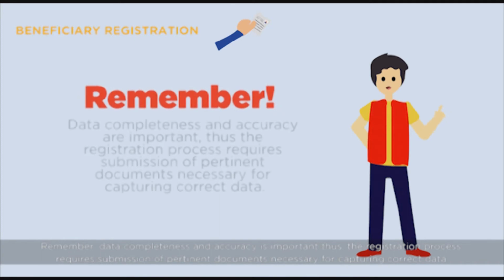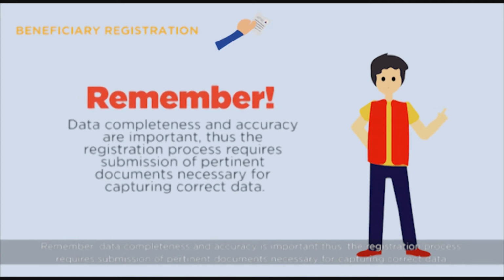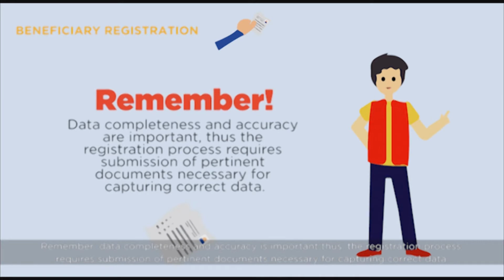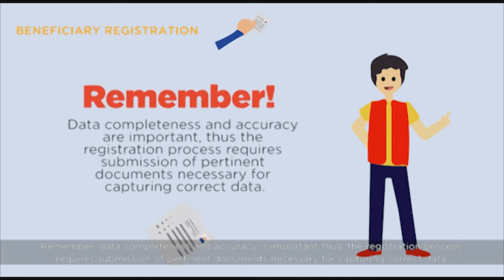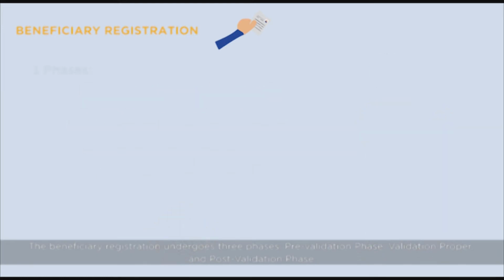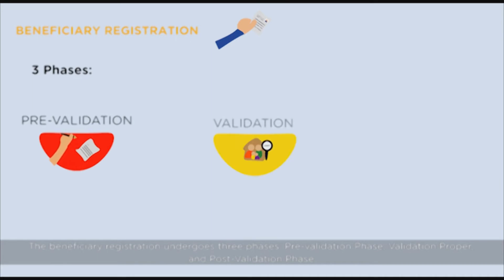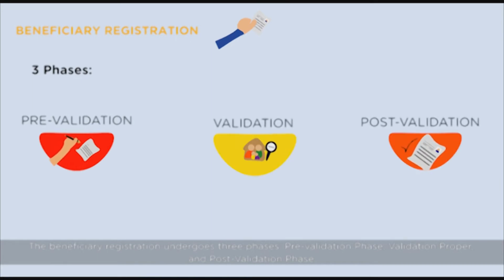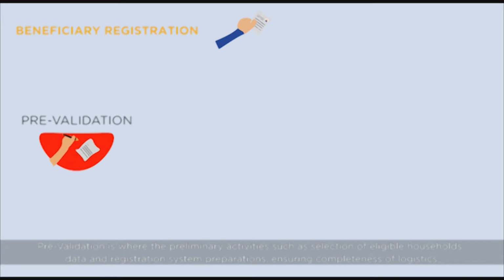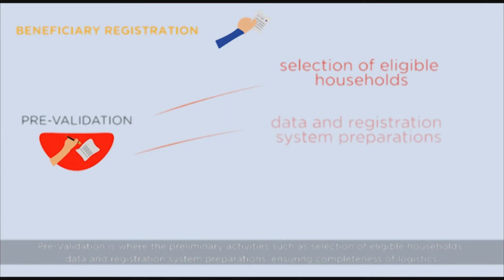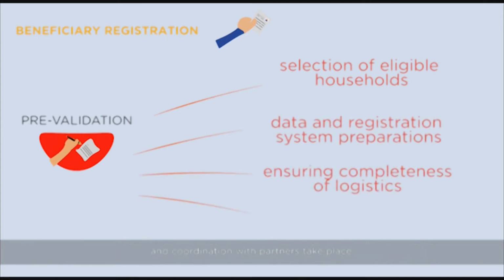Remember, data completeness and accuracy is important. Thus, the registration process requires submission of pertinent documents necessary for capturing correct data. The beneficiary registration undergoes three phases: pre-validation phase, validation proper, and post-validation phase. Pre-validation is where the preliminary activities such as selection of eligible households, data and registration system preparations, ensuring completeness of logistics and coordination with partners take place.